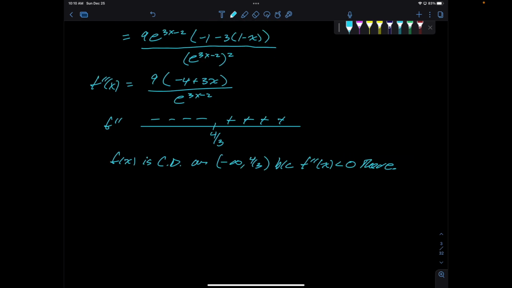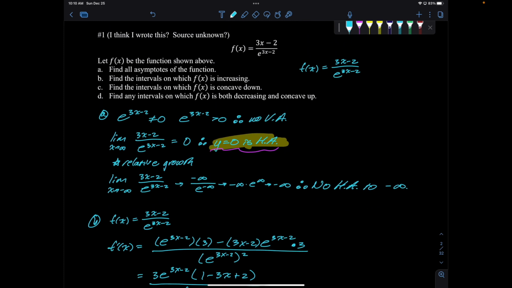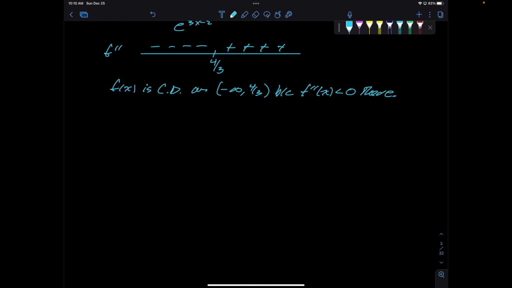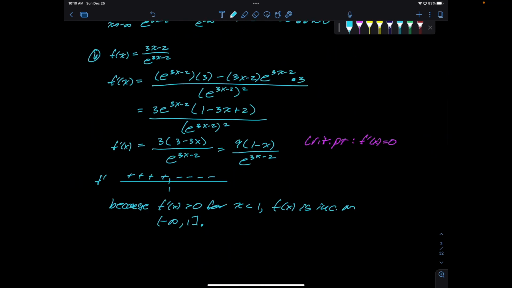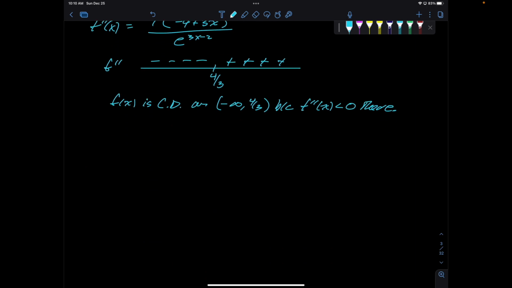Okay, so that's that. And then for the next one, what I think I'm going to do is find any intervals on which f of x is both decreasing and concave up. So decreasing concave up, so this is, I don't know what this is, A, B, C, maybe C, D. This is a long problem. D. Now I can't even remember.